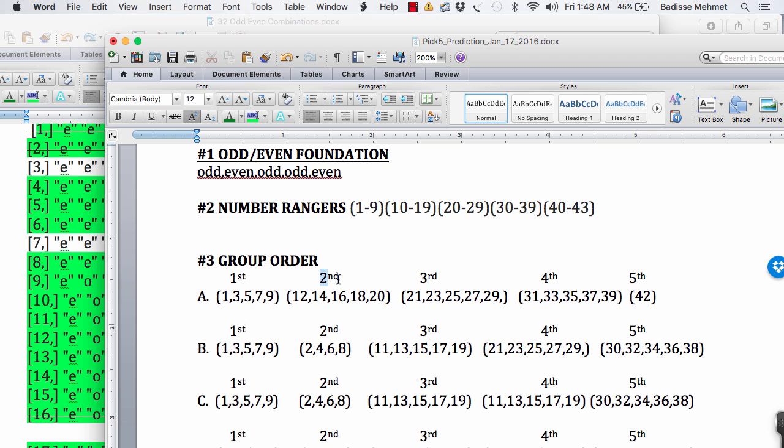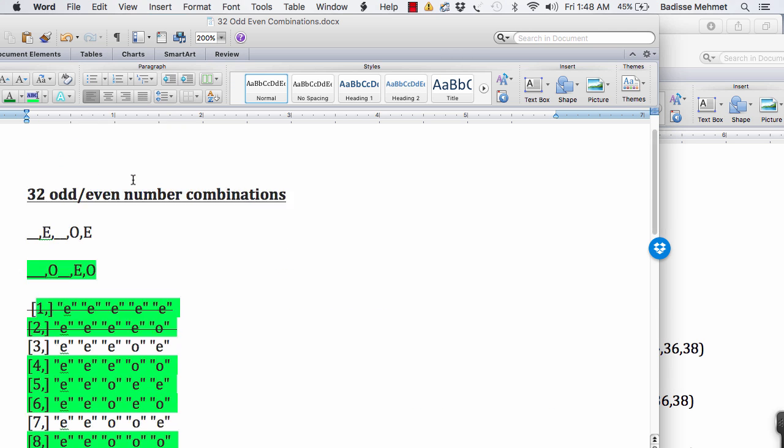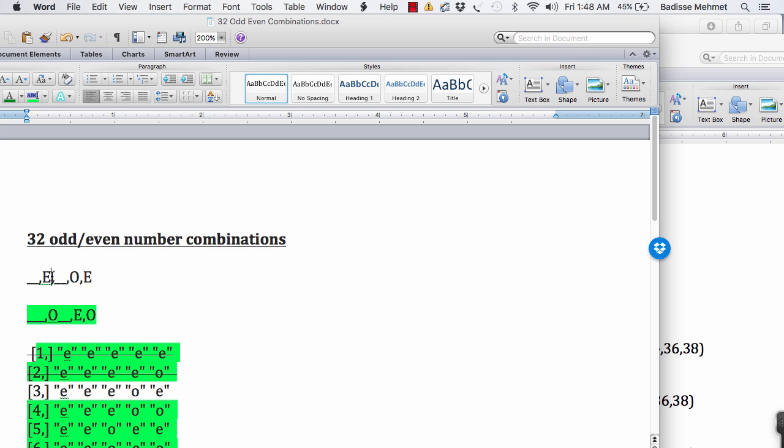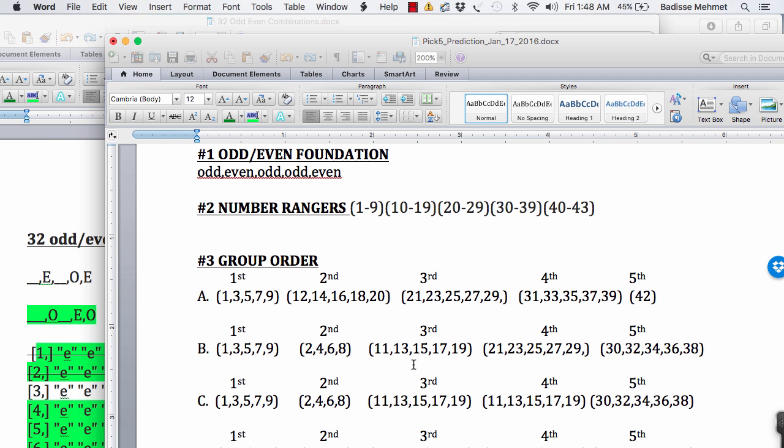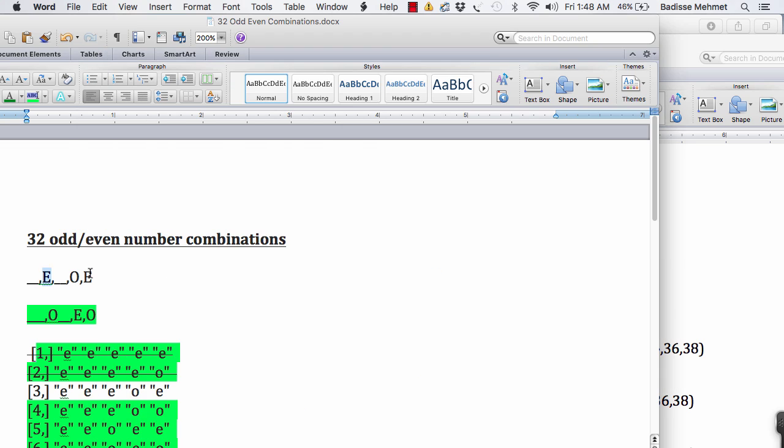Then the second number, right? Remember, we said it's going to be an even. Here's the winning number here. This is what we think the winning number is going to look like. So the second number is going to be even, and the number range is from 10 to 19, so it's going to be 12, 14, 16, 18, 20, and so forth. So you keep going with this.